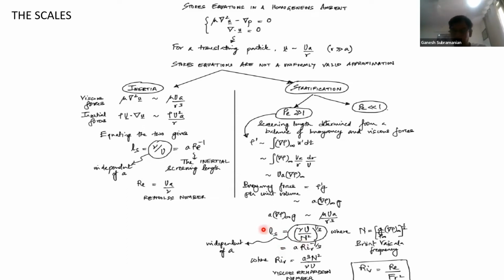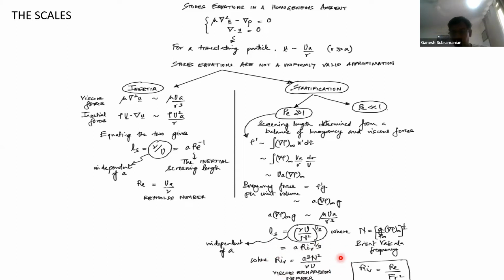And the screening length in units of the particle size is the inverse cube root of the viscous Richardson number. Okay, so to give you an idea, if we go back to the oceanic ambient and consider a sub-millimeter swimmer, then the viscous Richardson number turns out to be about 10 to the power minus 8. That seems very small, but we are also talking about the cube root. So it's not really small, it's 10 to 100 times the particle size. So this is the definition of the viscous Richardson number.